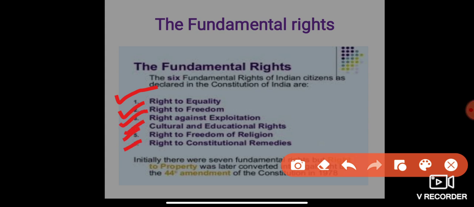The six fundamental rights of Indian citizens as declared in the Constitution of India are: point number one, right to equality. Point number two, right to freedom. Point number three, right against exploitation. Point number four, cultural and educational rights. Point number five, right to freedom of religion. Point number six, right to constitutional remedies.